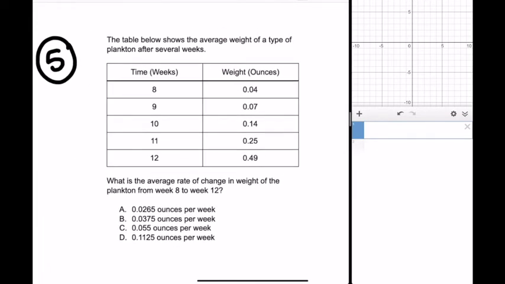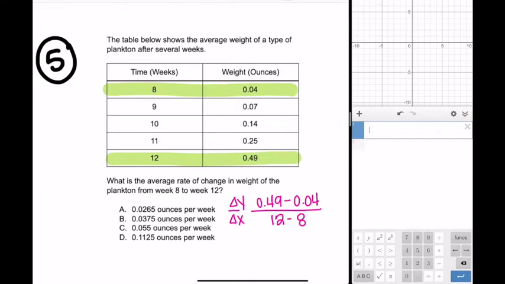The table below shows the average weight of a type of plankton after several weeks. What is the average rate of change in the weight of plankton from week 8 to week 12? So we're only looking between week 8 and week 12. Those are our 2 points that we're going to use to find the change in y over change in x. So we're going to subtract 0.49 minus 0.04, and then 12 minus 8.